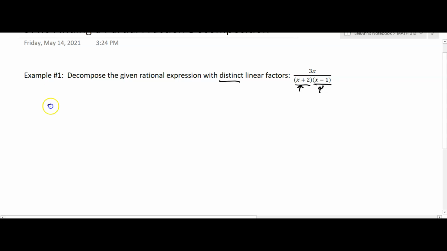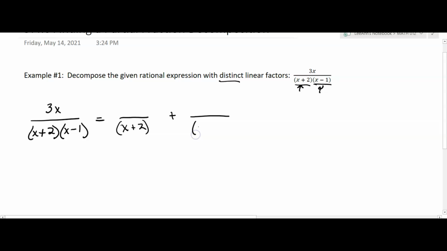I'm going to recopy it. This is so exciting, our first one. And what I'm going to do is I'm going to say that's equal to something plus something. And first I take care of the denominator. So what I'm going to do is I'm going to split up those linear factors. So x plus 2 for that one. You can put it in parentheses if you want. It doesn't really matter. And then the other one's going to be x minus 1.